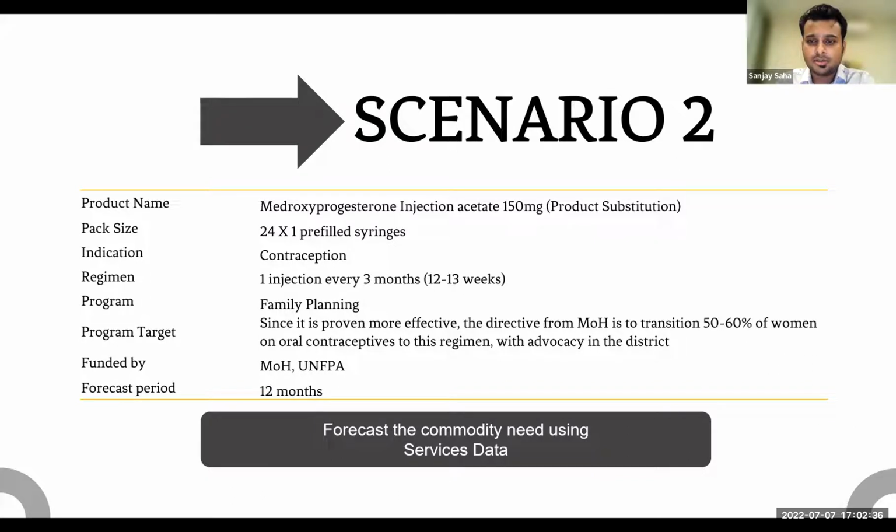Okafor is saying her network went off while I was doing the AMC calculation. Okafor, I have come to scenario two. So I will request you to watch the recording.